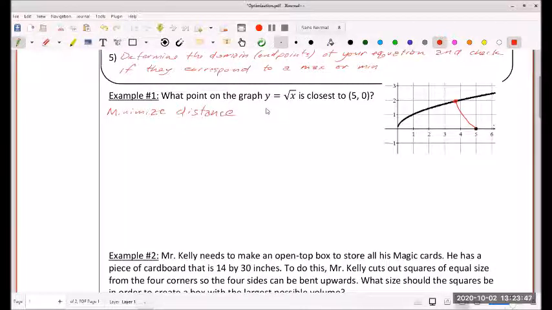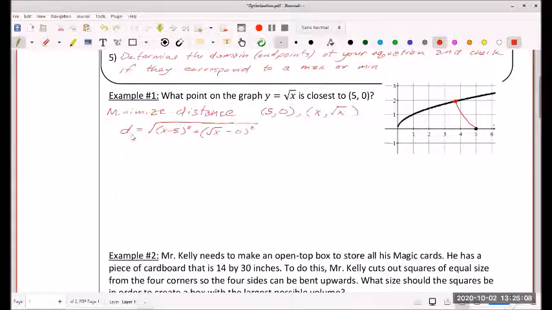The first point, of course, is 5, 0. And the second point, which we want to try to find out, is some x value, and the corresponding y value is the square root of x. So we'll call that distance d, and that's going to be the square root of x minus 5 squared plus y, the square root of x, minus 0 squared. What we want to do is minimize d.